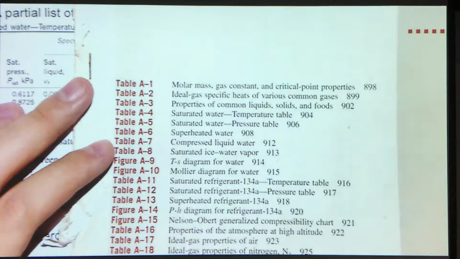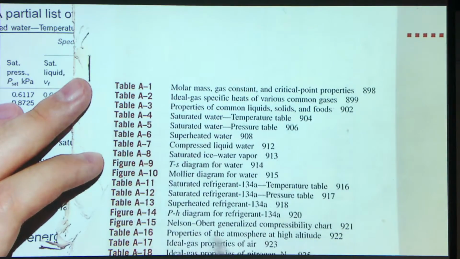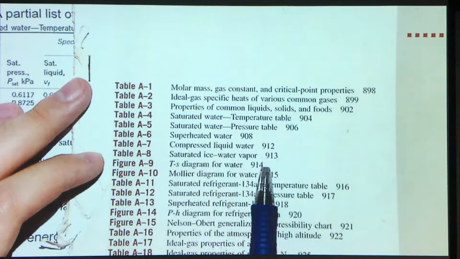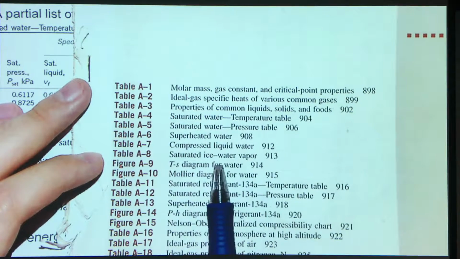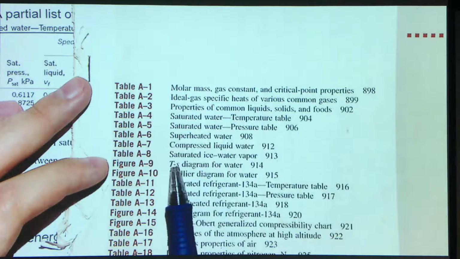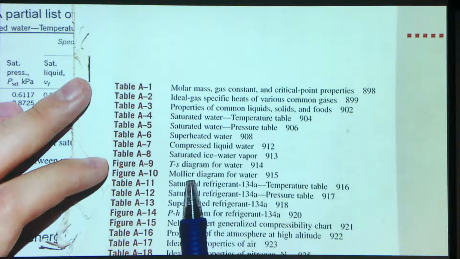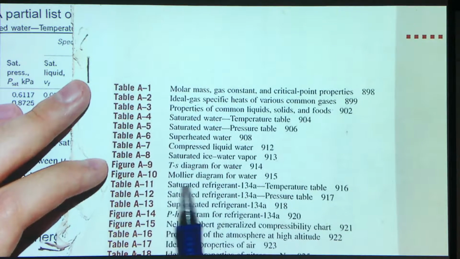And table A8 actually is not frequently used. Figure A9 is a TS diagram for water. I will introduce the property S in chapter 7, so just skip this TS diagram at this moment. Also we have this Mollier diagram. This Mollier diagram is actually what we call the HS diagram. At this time, just forget it.